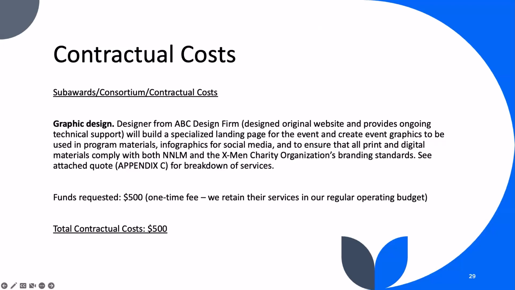All right, so here is the budget justification for the subcategory of subawards, consortium, and contractual costs. Ooh, it's a tongue twister. For this section, we just have an example: we need a graphic designer, and this designer from such and such firm will help us create graphics for the program materials. We'll make sure that all these materials comply with all of the necessary requirements for this project, and the funds requested.